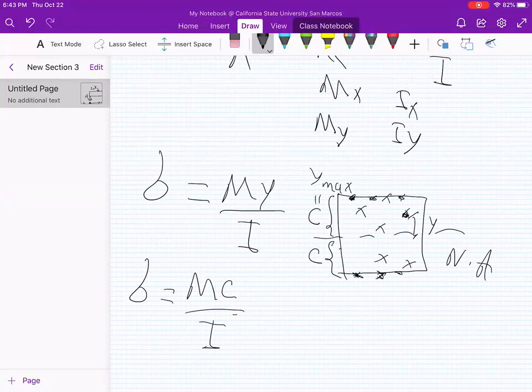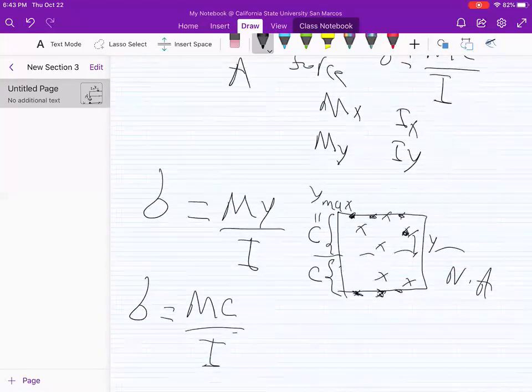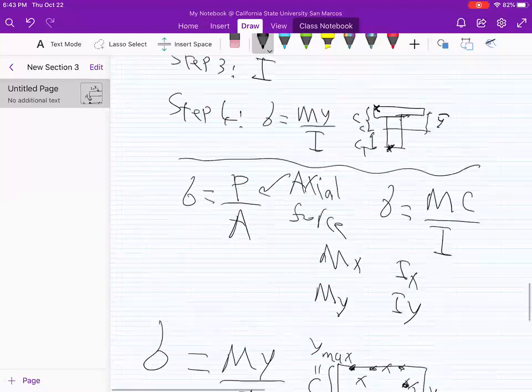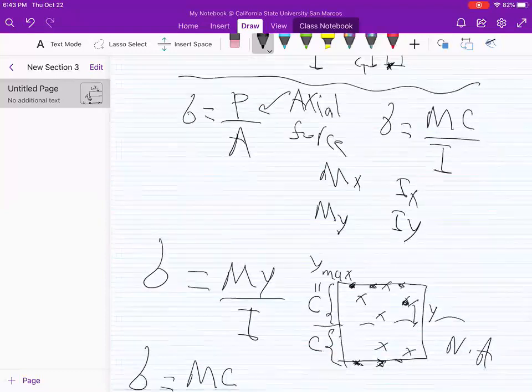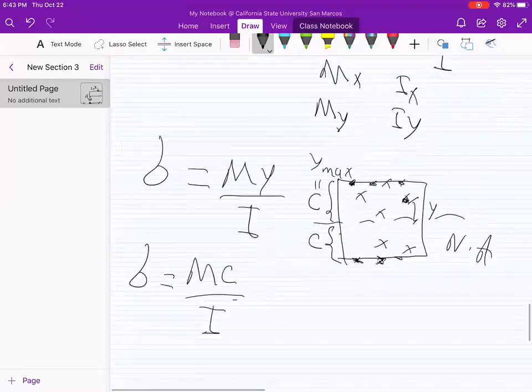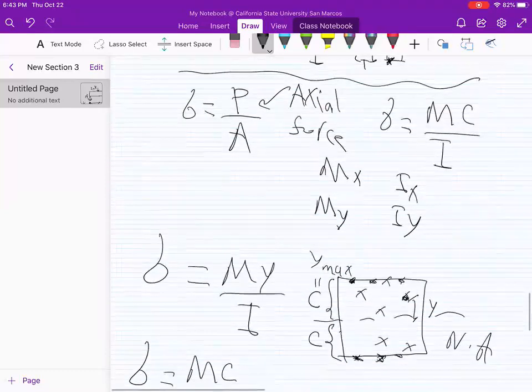Okay, so the plan for the next lecture: I want to assign the homework, and for next week I want to start with what happens if you have two moments, moments in the direction of x and y, and also what happens if you also have axial force, right? That's the plan for next week. Do you have questions about this topic?